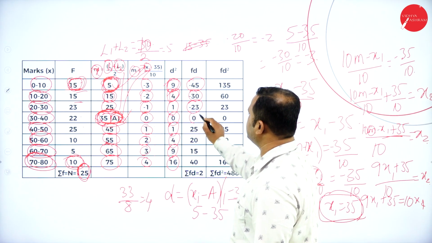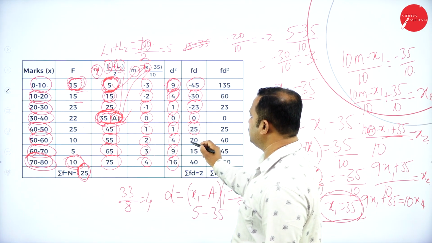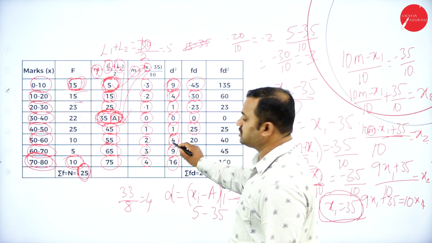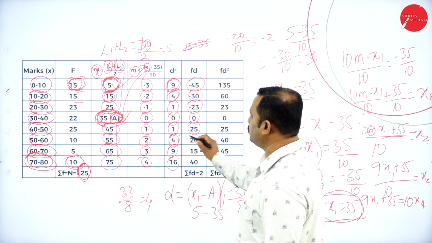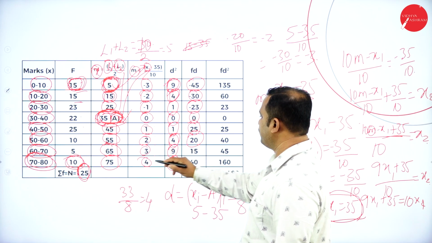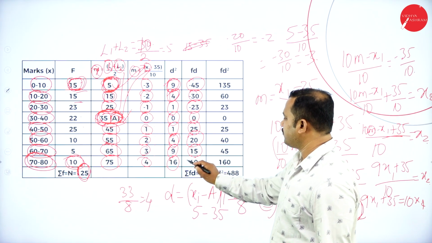22 into 0, we have 0 here. 25 into 1, we have 25. 10 into 4 is equal to 40. The square of this is 4, but the square root of this value is equal to 2. 10 into 2 is equal to 20. We have 5 into 3, that is equal to 15. Then 10 into 4 is equal to 40.